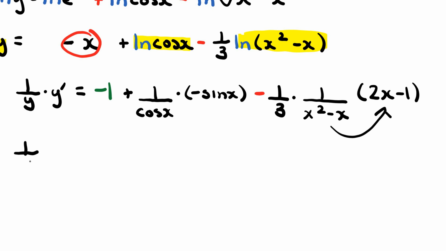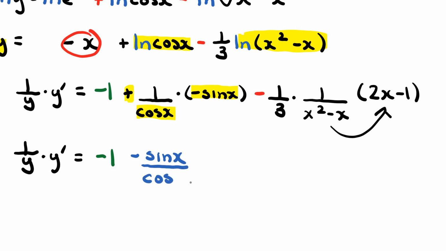So now I have 1 over y times y prime on the left-hand side. This negative 1 will remain, and then I have negative sine x divided by cos x, and if I multiply all that out, essentially I get negative sine x all over cos x, and sine x over cos x is going to be tan x, so I'm really subtracting tan x here.